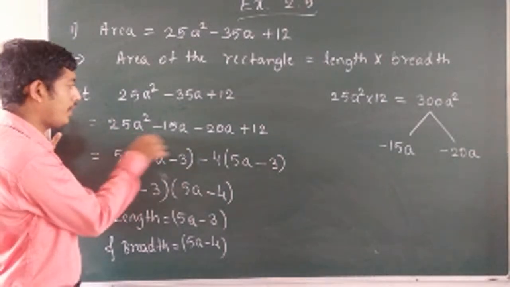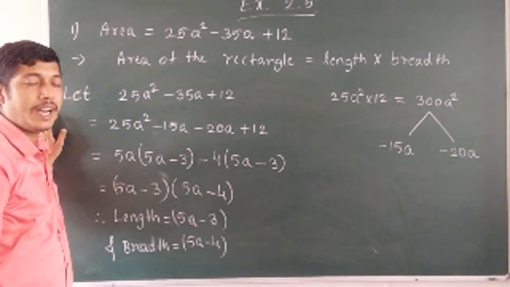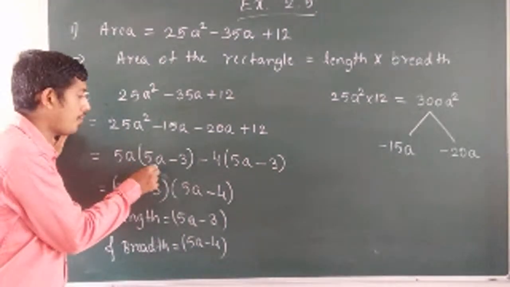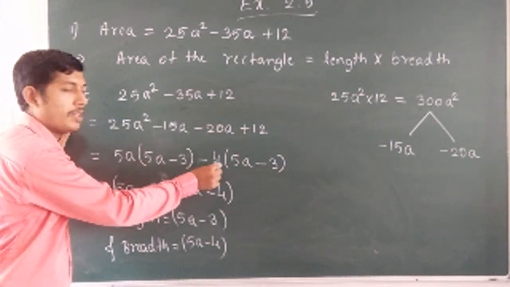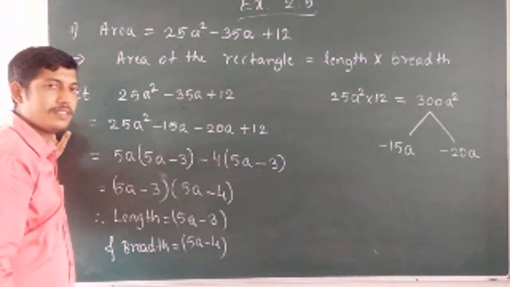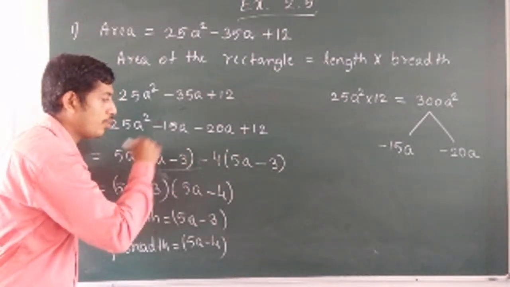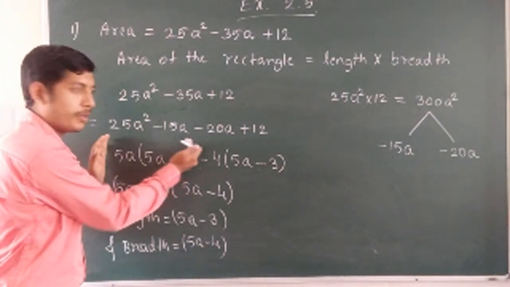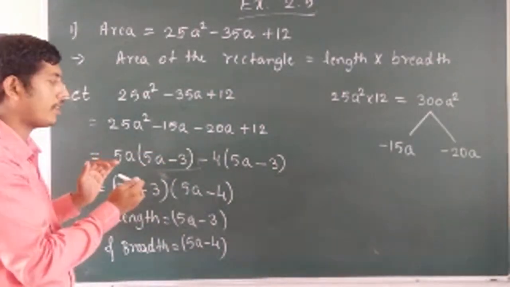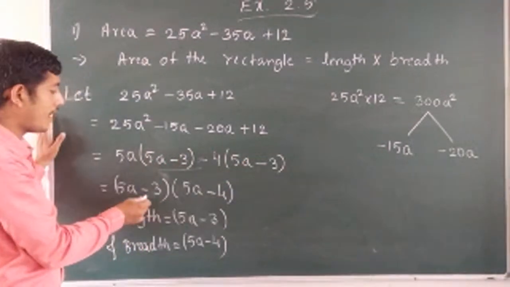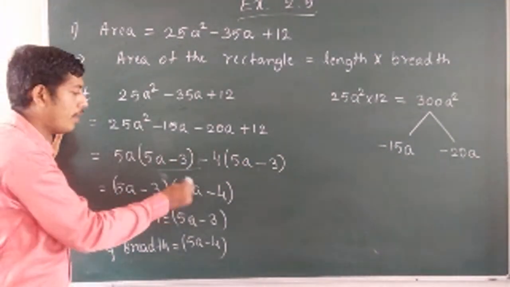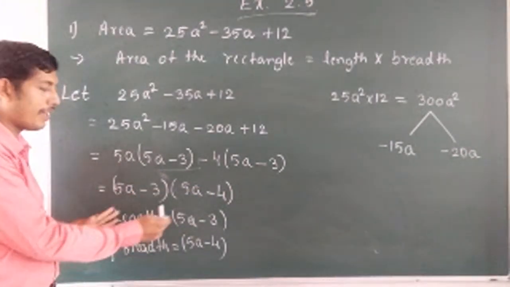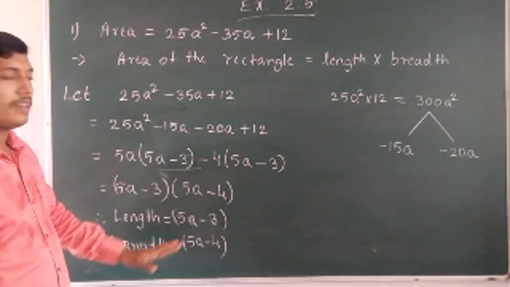And we consider the first two terms and the next two terms, and we take the common term outside. In the first two terms, the common term is 5a and the remaining is 5a minus 3. In the second two terms, the common term is 4 and the remaining is 5a minus 3. In this whole step we take the common term outside, and the common term is 5a minus 3, because this is a single term. Because two terms are multiplied and it becomes a single term. Here also it is a single term. From that I took 5a minus 3 outside, and what is remaining is 5a minus 3. And we consider one term as the length of the rectangle and the other term as the breadth of the rectangle.